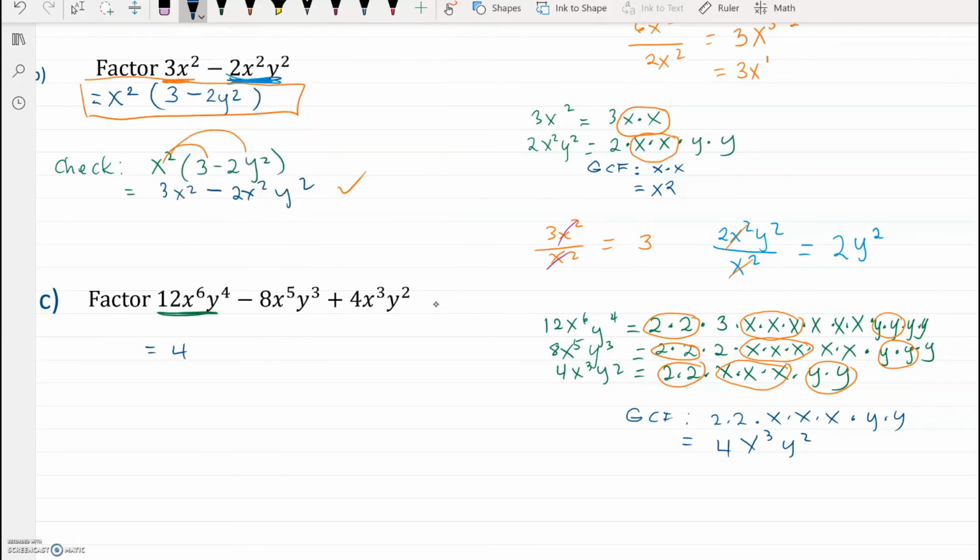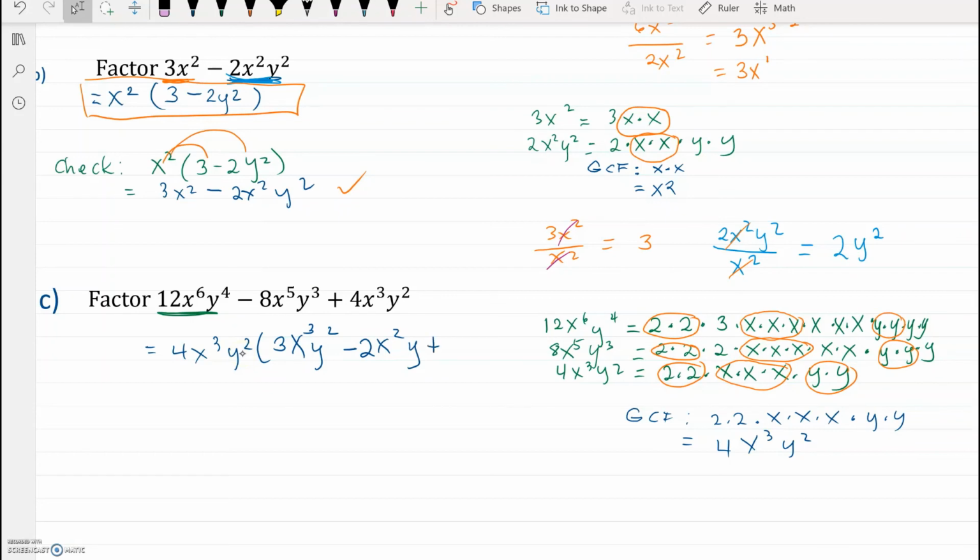So take that common factor, 4x cubed y squared, and then we divide. What's 12 divided by 4? That is 3. And then with the exponents, I will just do 6 minus 3 for the x's. That would be 3. And then this is 4 minus 2. That will be 2. Then minus, what's 8 divided by 4? Which is 2. And then 5 minus 3, that is 2. So x squared. And then 3 minus 2 is 1. So I still have a y here.